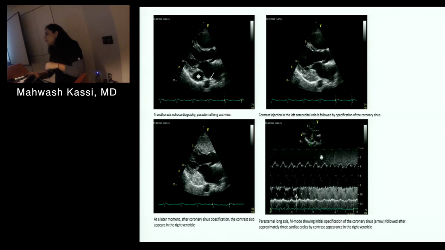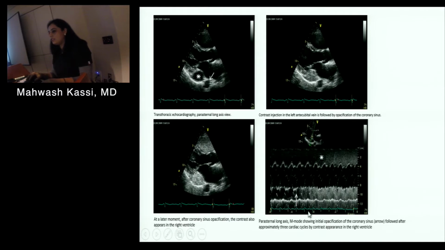This is not our case, and our images were not as great, but I wanted to go over a case where there is persistence. So you do this in a parasternal long view. Typically, the coronary sinus is best seen in this view, which was not the case in our patient because our parasternal long was not the greatest. We saw it more in the two-chamber view. So we see this structure here, and then you do a contrast injection on the left side, and you see the coronary sinus opacify first, and then a few minutes later, you see the opacification of the right side.